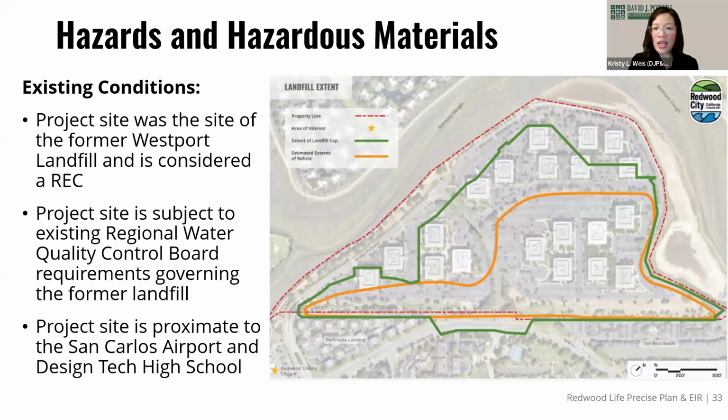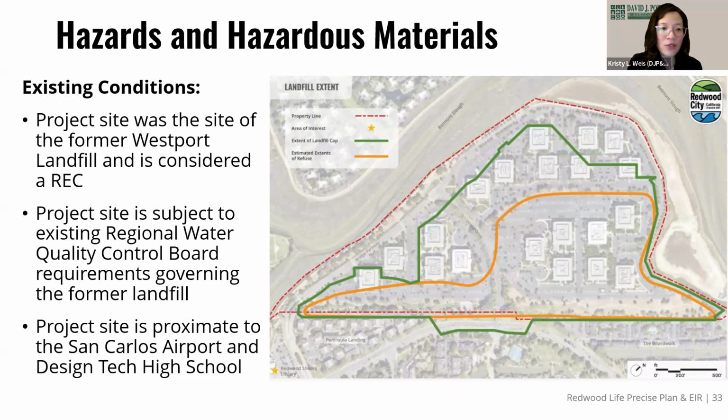These facilities work with agents that present minimal to moderate hazards to personnel and the environment. The project site is located approximately 1.5 miles north of the San Carlos Airport. There's one local school within 1/4 mile of the site, which is Design Tech High School, located approximately 1,000 feet west of the project site.